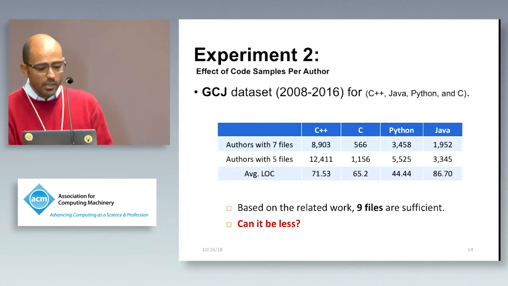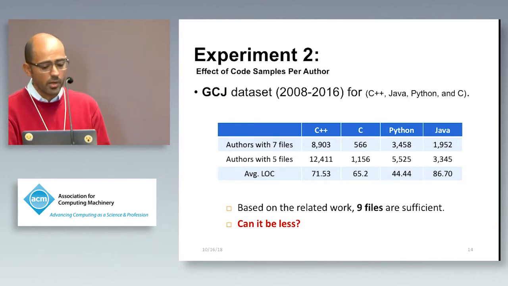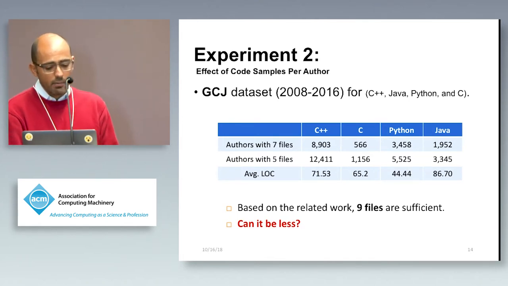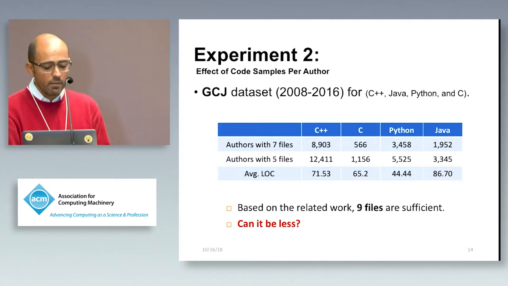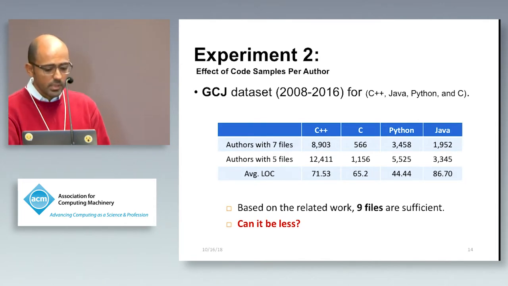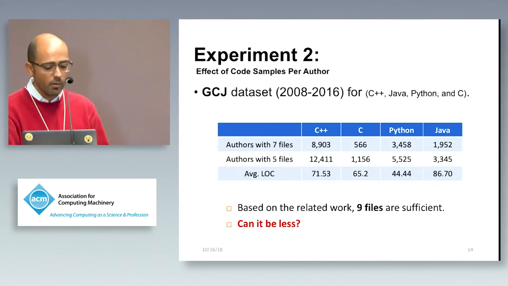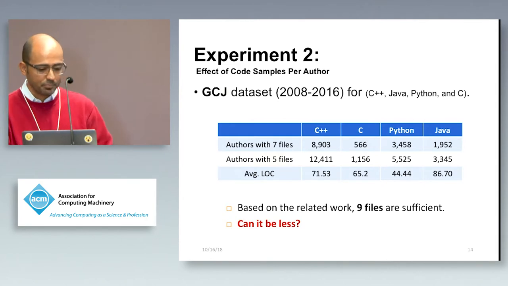Then we look into the effect of the number of code samples per author. As we have seen in the previous experiment, 9 files are sufficient, and 9 files per author is basically the number that has been used in the literature. But can we do less? Can we have a smaller number of files per author and still identify authors with similar or reasonable accuracy?